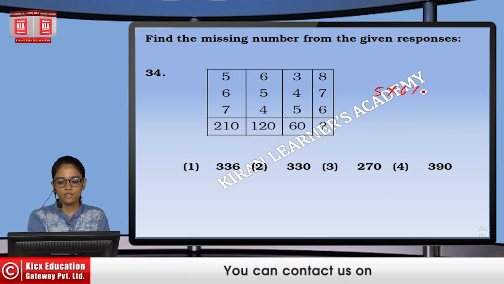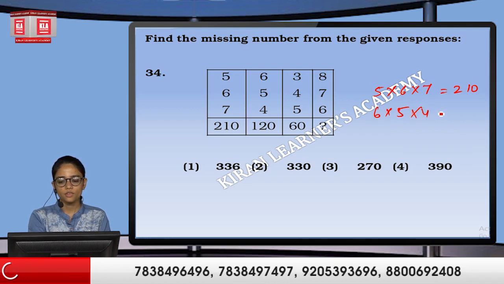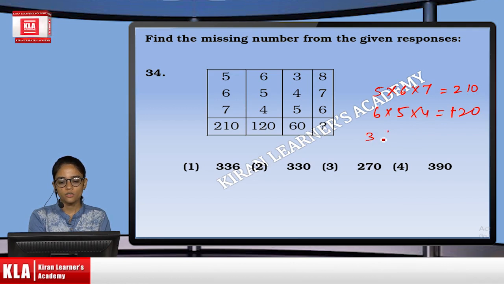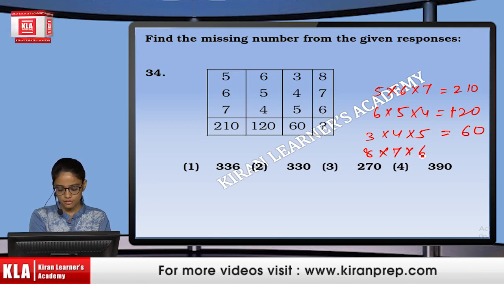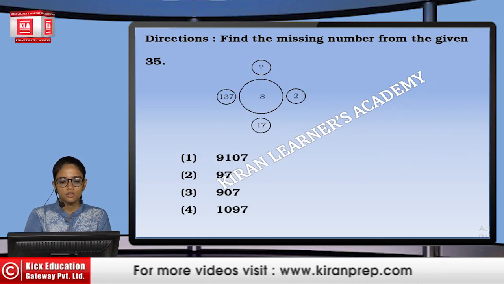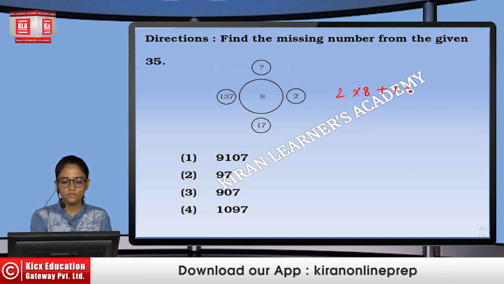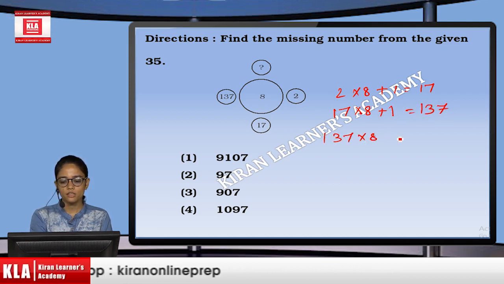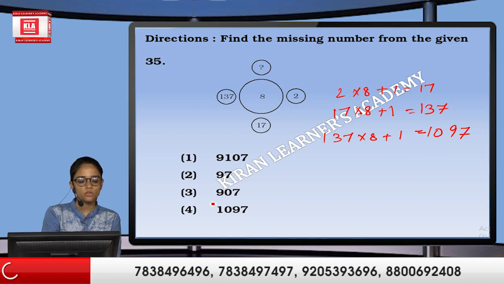5 into 6 into 7 will give you 210. 6 into 5, 30. 30 into 4 will give you 120. 3 into 4 into 5 will give you 60. Similarly, 8 into 7 into 6 is equal to 336. That is option number 1. Next question. 2 into 8 plus 1 will give you 17. 17 into 8 plus 1 will give you 137. Similarly, 137 into 8 plus 1 will give us 1097. That is option number 4th.